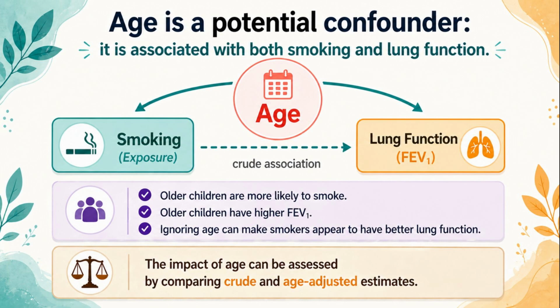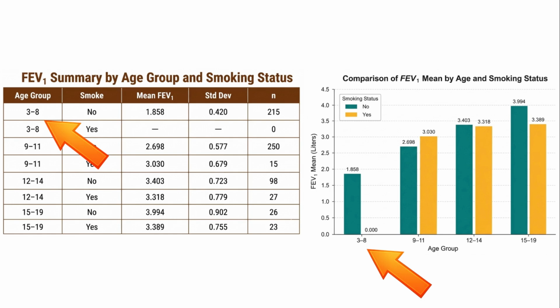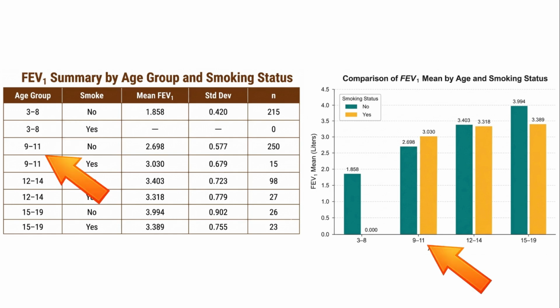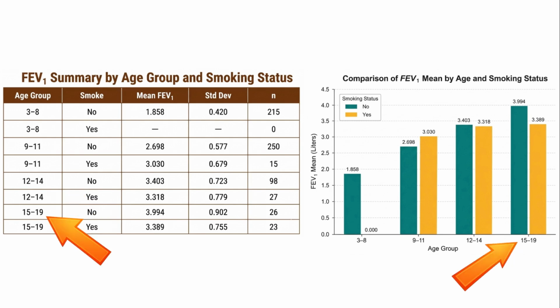We can assess the role of age by comparing crude and age-adjusted estimates. Once we account for age and compare children within the same age groups, the pattern changes. In the 3 to 8 group, there are no smokers, so no comparison can be made. In the 9 to 11 group, smokers have slightly higher FEV₁ than non-smokers. In the 12 to 14 group, smokers have slightly lower FEV₁. In the oldest group, smokers have substantially lower FEV₁ than non-smokers.